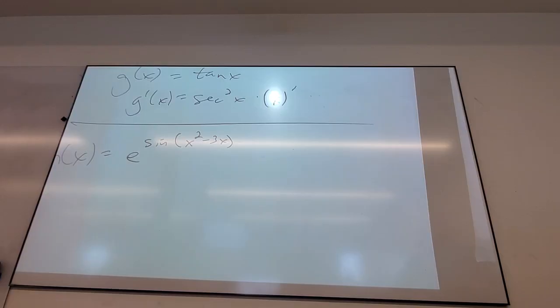What is the main outside function? E. And what's shoved into it? Sine of stuff. So you don't have to know ahead of time how many chain rules you're going to use, you don't give a shit about that. That's e to stuff.